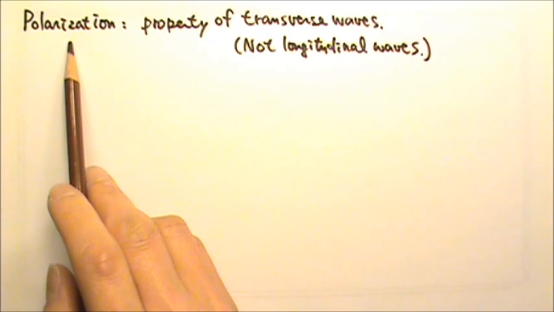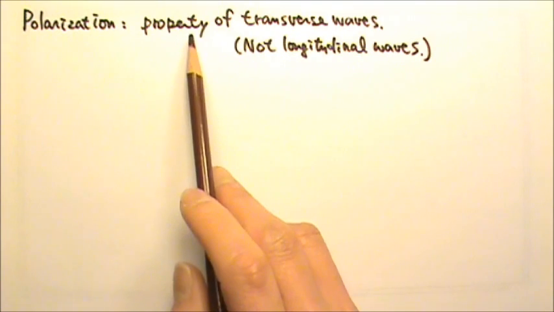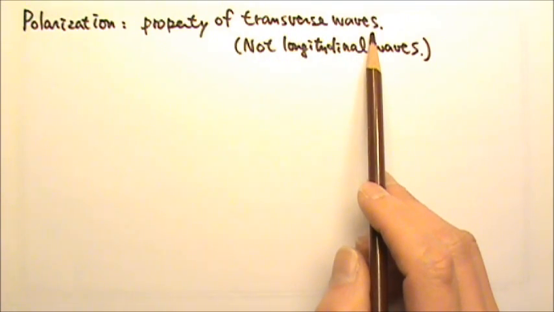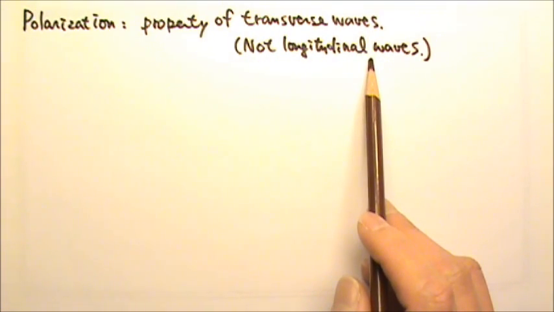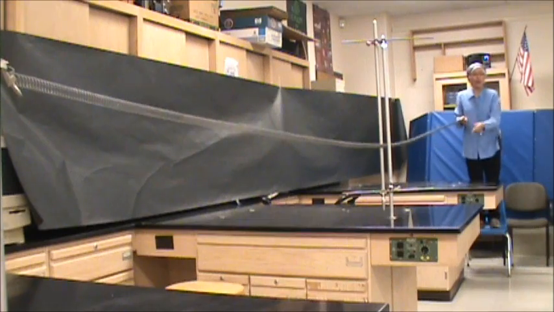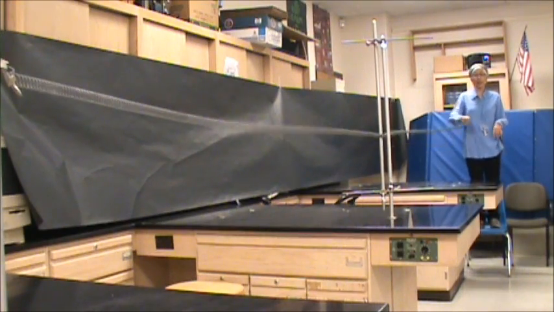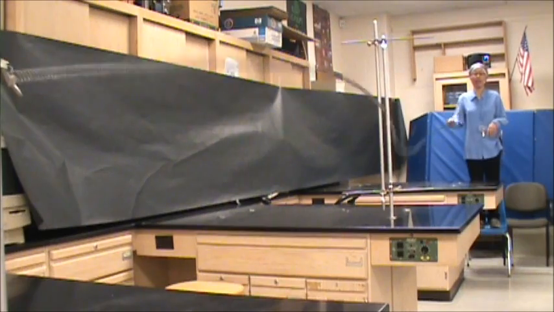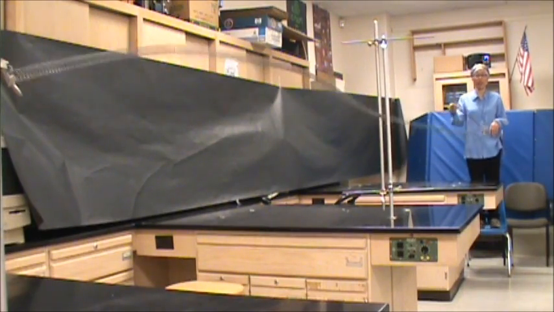Polarization is a property of waves. Actually, it is a property of transverse waves only. There is no polarization for longitudinal waves. For example, I can use this spring to make transverse waves and make it oscillate in all kinds of directions.